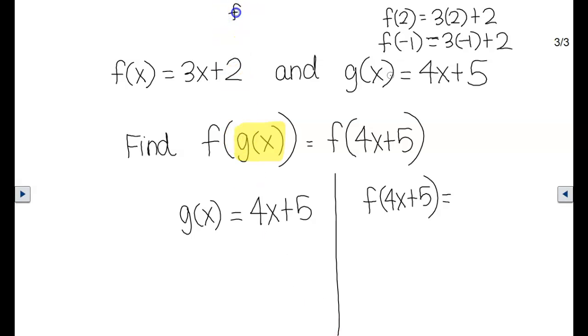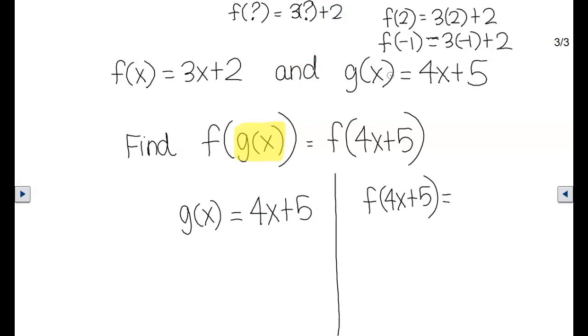If I said to you, I want you to find f of question mark. Okay, that means take the function named f and input a question mark where you see the x. So where you see this x, you're going to put a question mark. So this would be 3 times question mark plus 2.